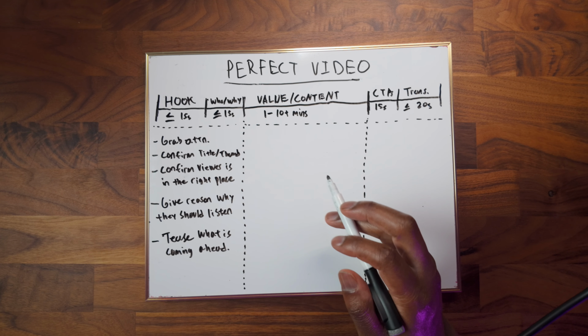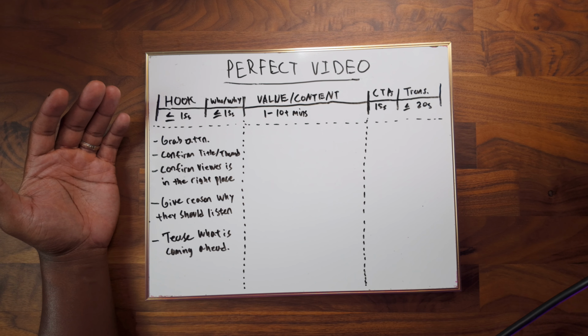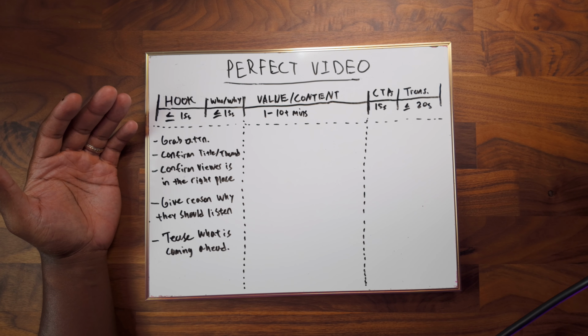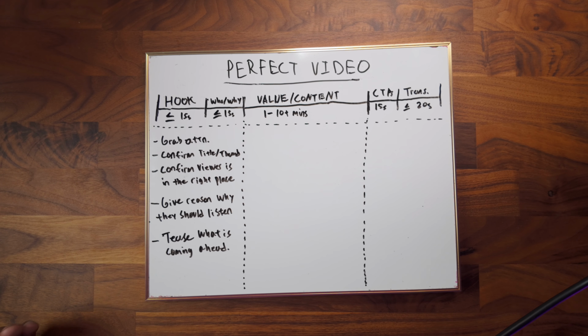Okay, so now moving on to the next section, which is the actual value or content, or in a way I like to say the actual problem that you're going to help your viewer solve, is the middle section. And as I mentioned before, this could be as short as 1 minute in length, but could be as long as 10 minutes or longer. It really just depends on how deep and how detailed and how thorough you're going with this problem. And regardless of how long you spend in this section, the main thing is that you actually deliver on the promise that you made in the beginning.